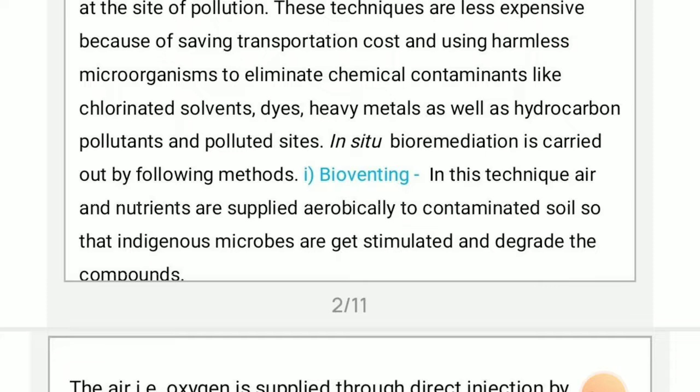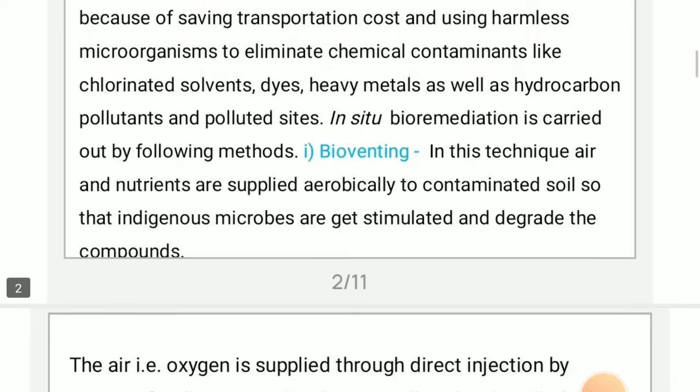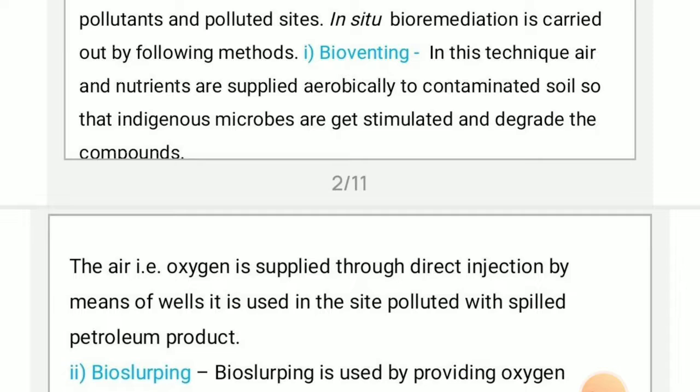these microbes get stimulated. That stimulation leads to degrading the compound, whatever the chemical compounds or toxic compounds are present within that soil or within that water body.